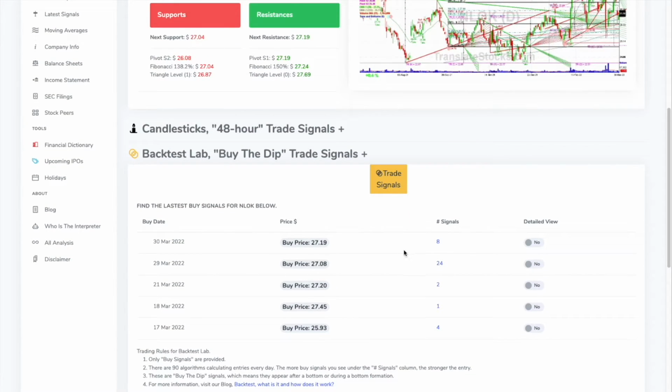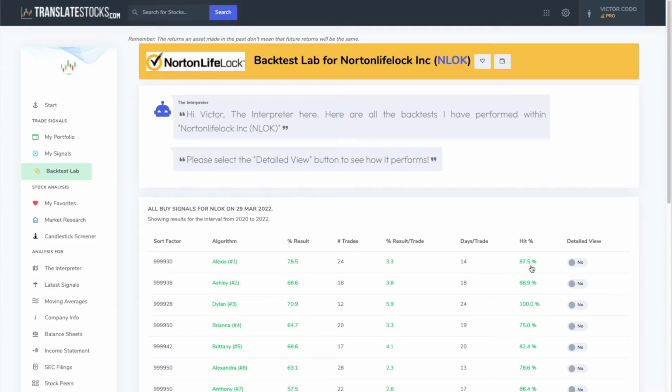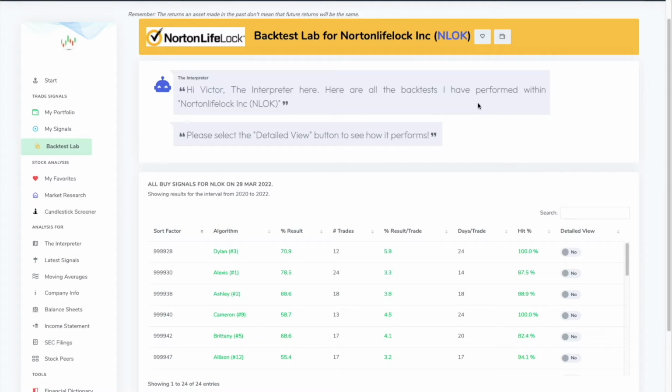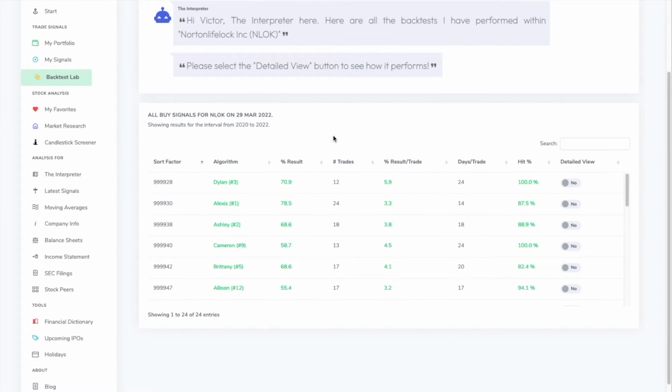Well, interestingly enough, yesterday, the 29th of March, there were 24 buy signals for Norton. Now, I do want to check this out, so let's come out here on the right and click to see the details. Well, here's inside the backtest lab. This is a list of all the algorithms that gave us a buy signal for Norton on the 29th of March, which is the date we selected to explore on the previous screen.